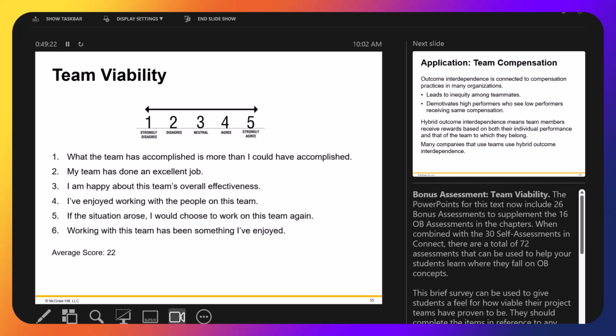So here's a little chart you could take. Strongly disagree is 1, strongly agree is 5. You can pause and take this on your own. Average score is 22.